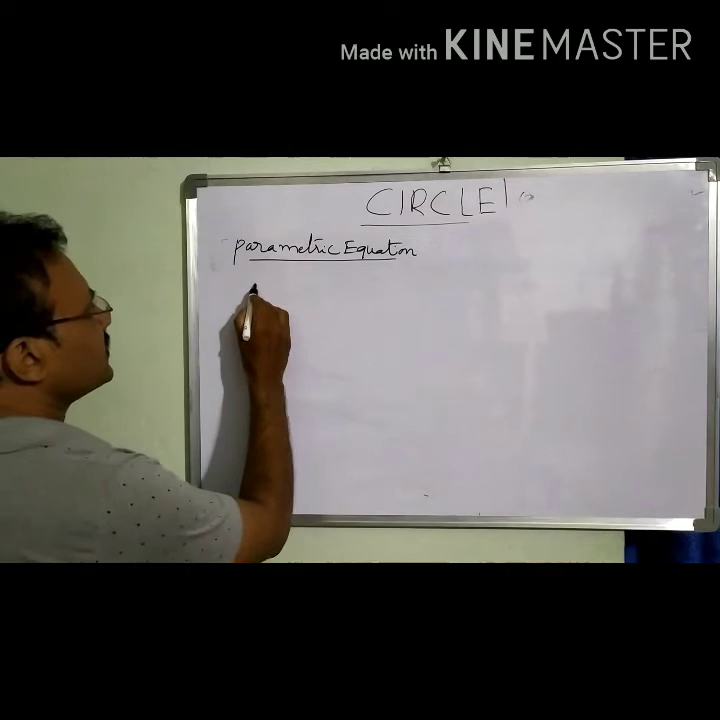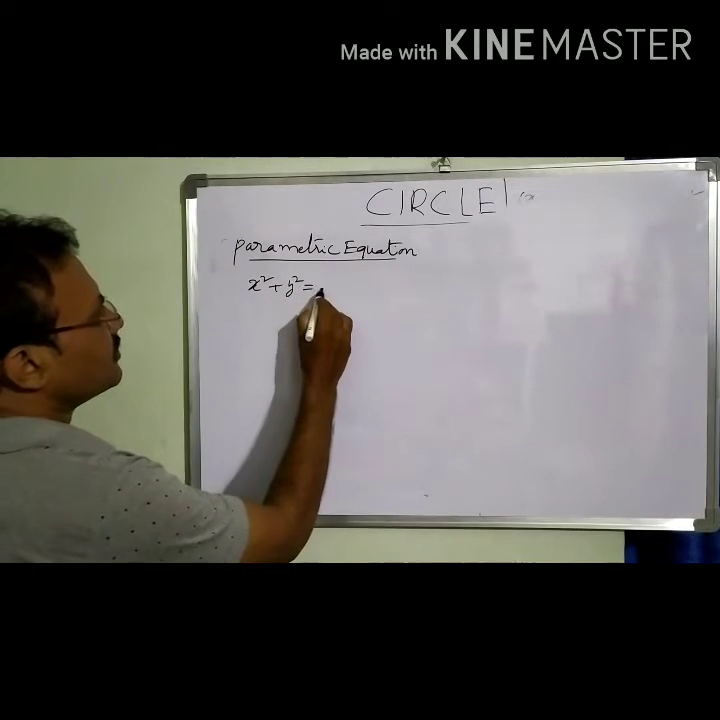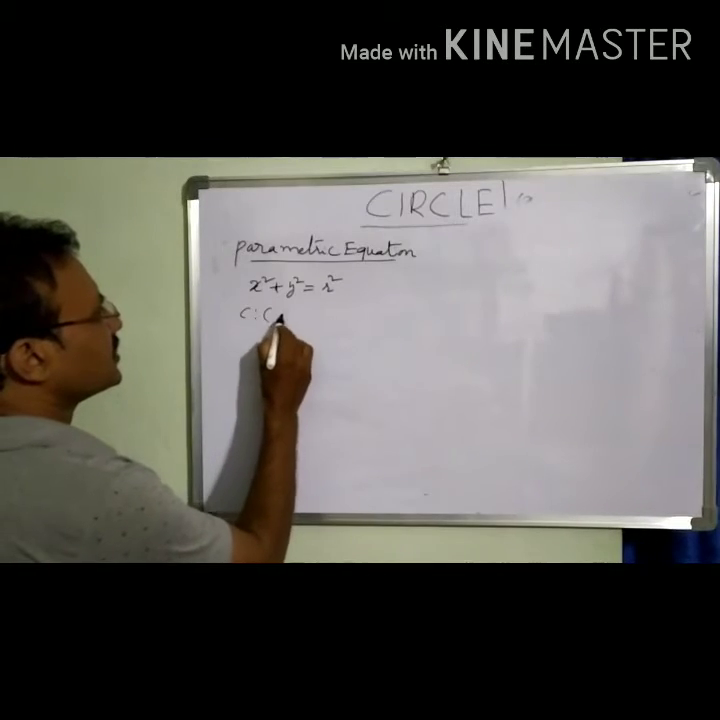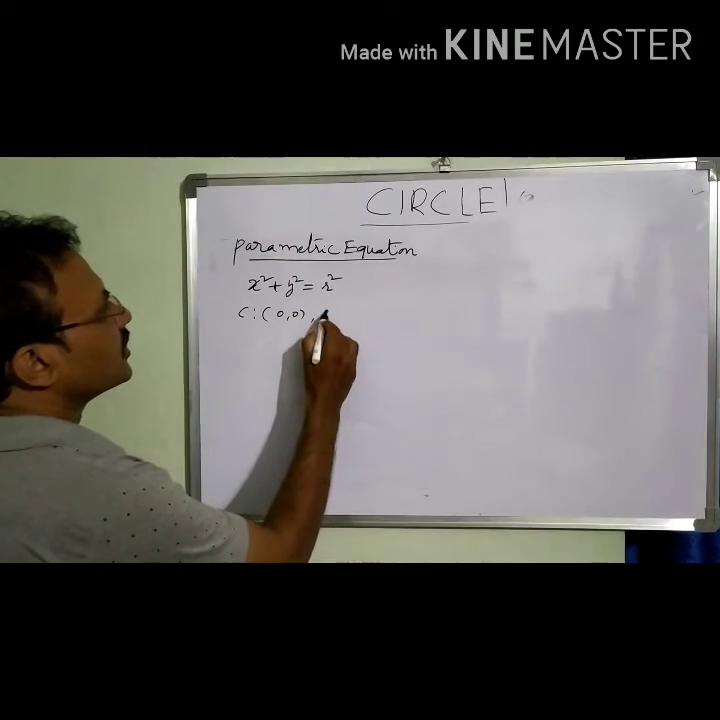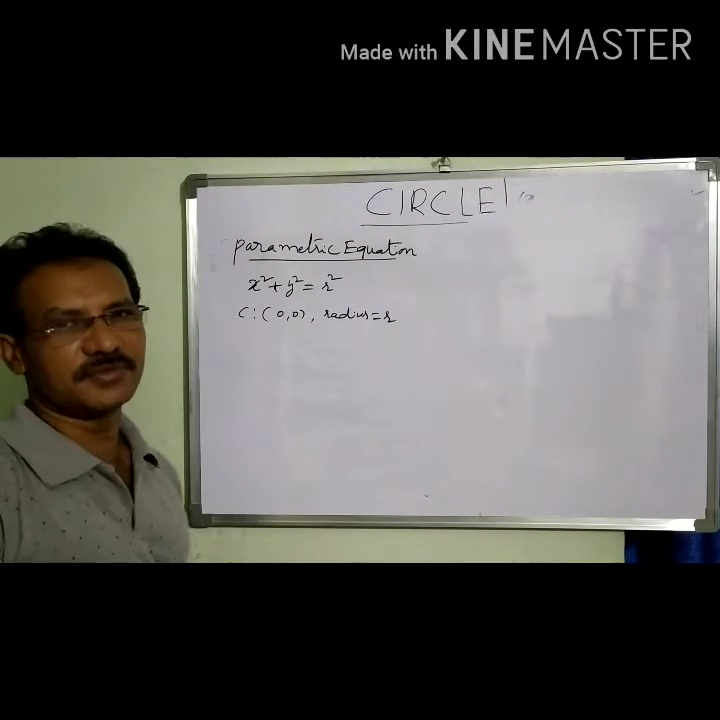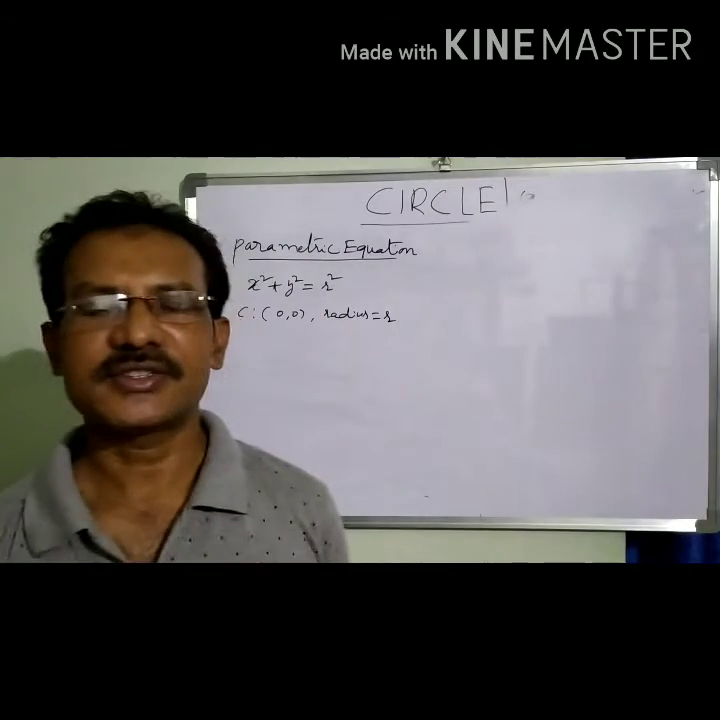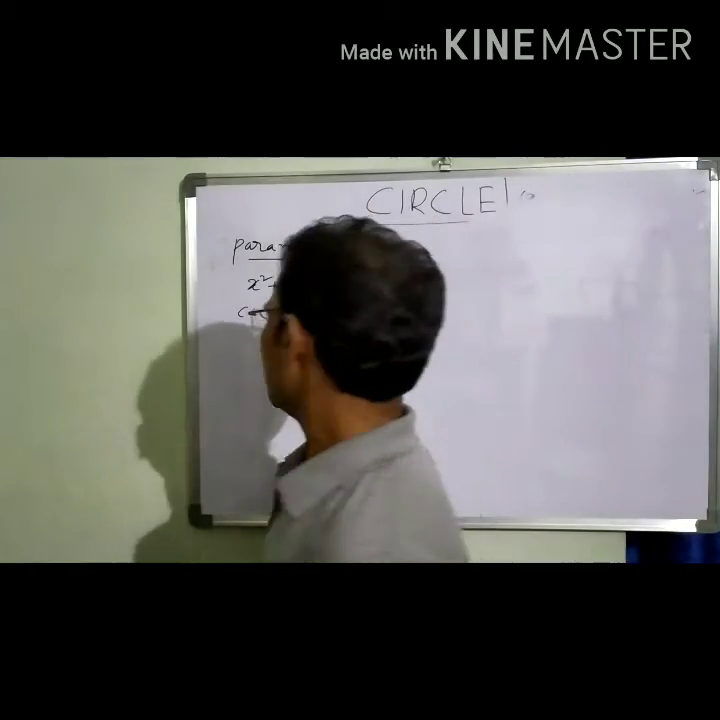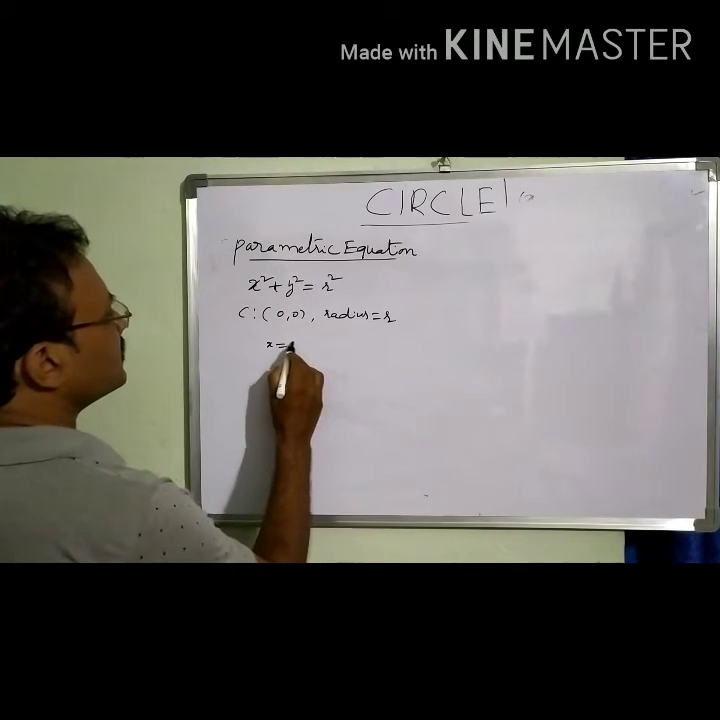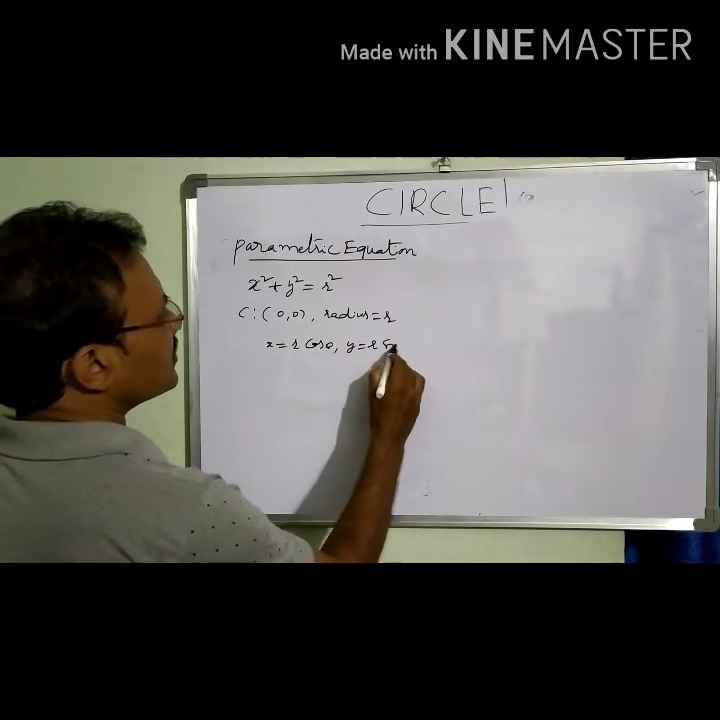The standard equation of the circle is x square plus y square is equal to r square, where the center of the circle is (0, 0) and radius is equal to r. This is the standard form of the circle. So for this circle equation, its parametric equation is x is equal to r cos theta, y is equal to r sin theta.